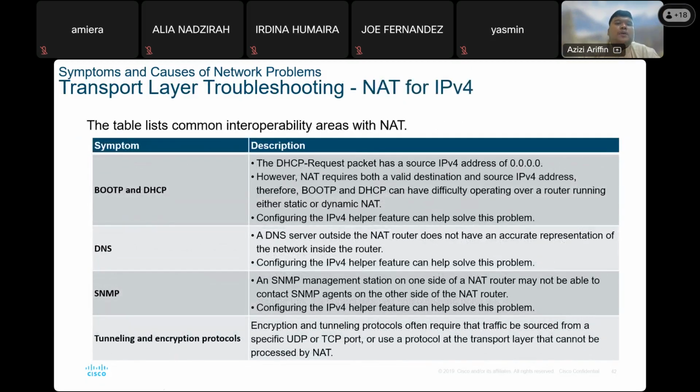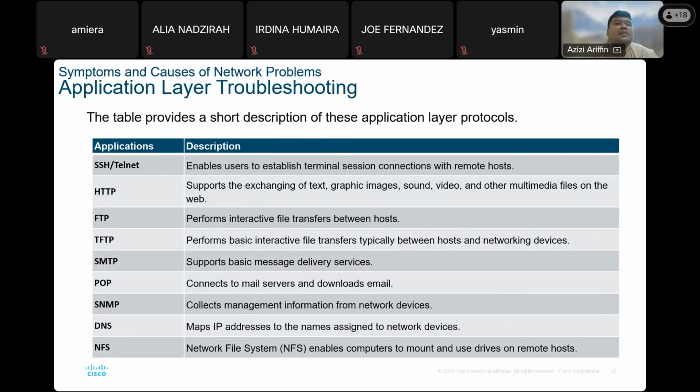And this is interoperability with NAT. If we have NAT, maybe it breaks end-to-end connectivity, so we may need to do some port forwarding to resolve the issue. This is application layer troubleshooting. Let's say we can reach the server, but we cannot access certain protocols or services. We can use telnet or nmap to know which port is open or not, to troubleshoot an application layer issue.